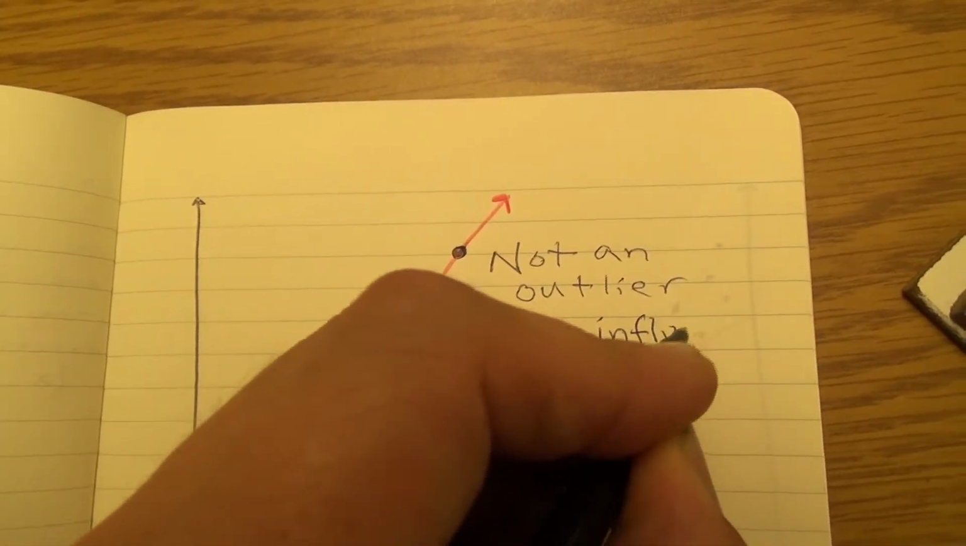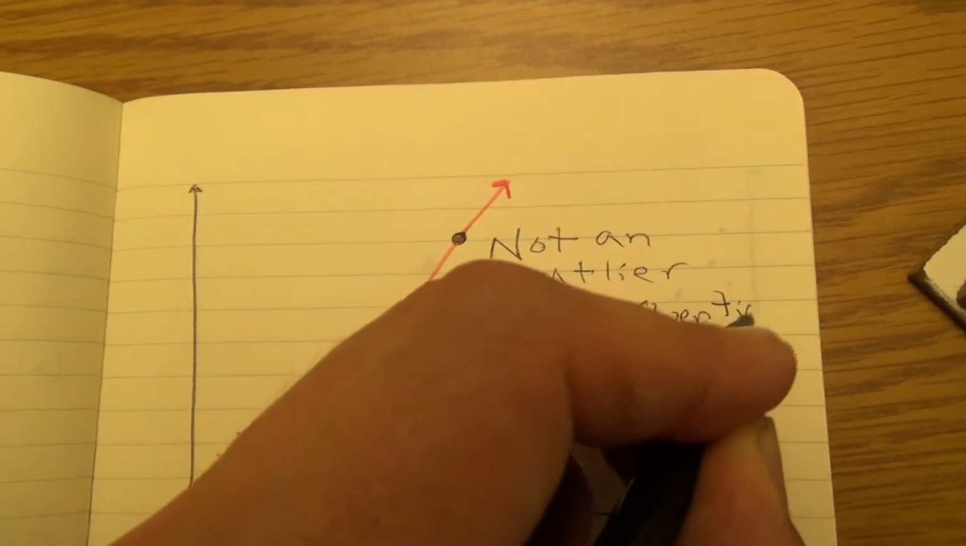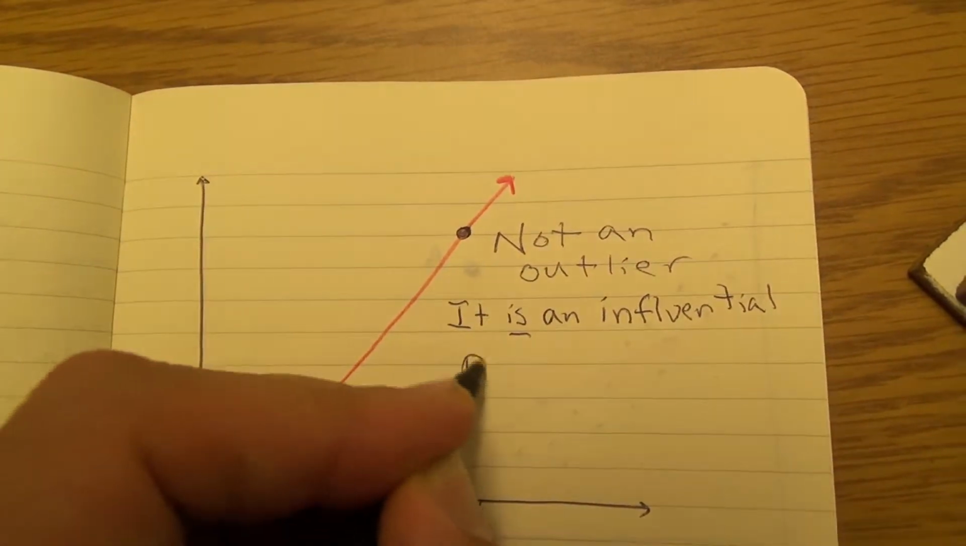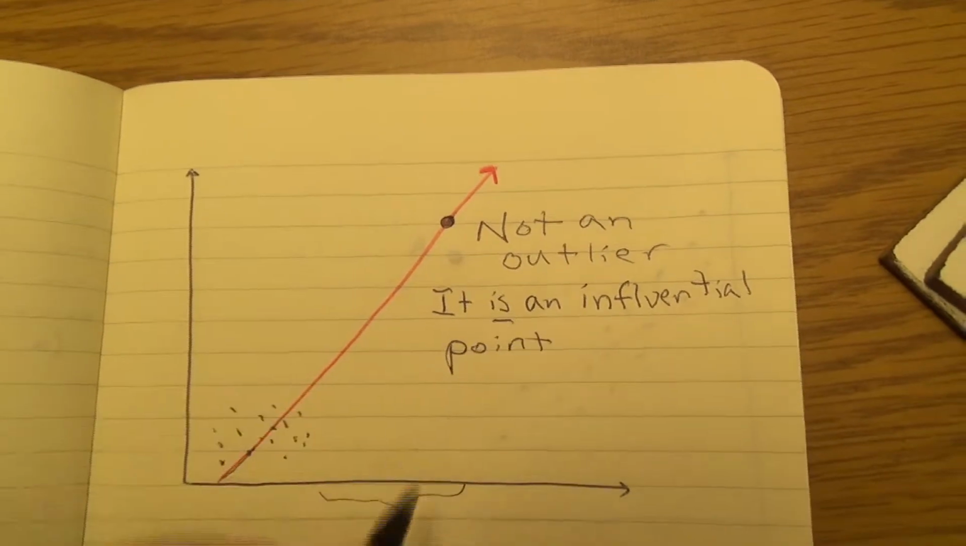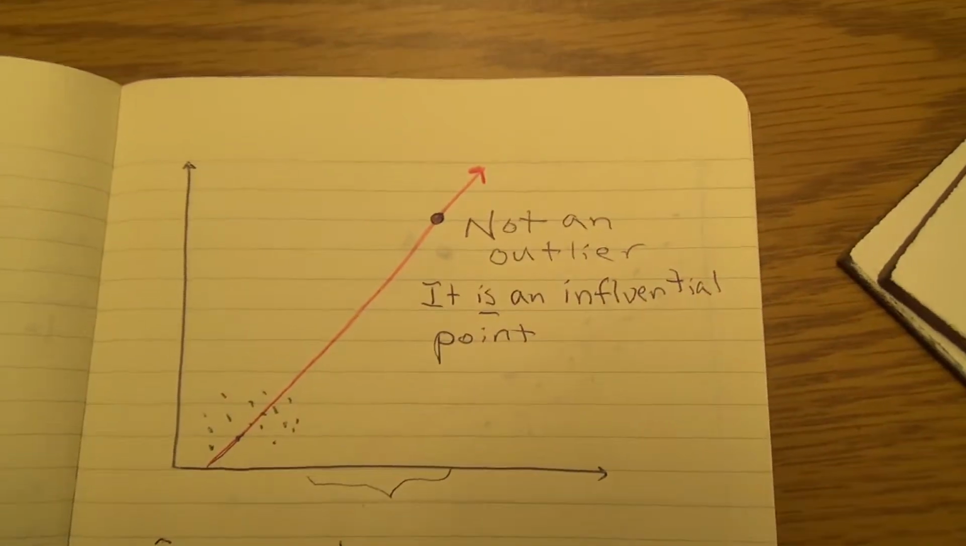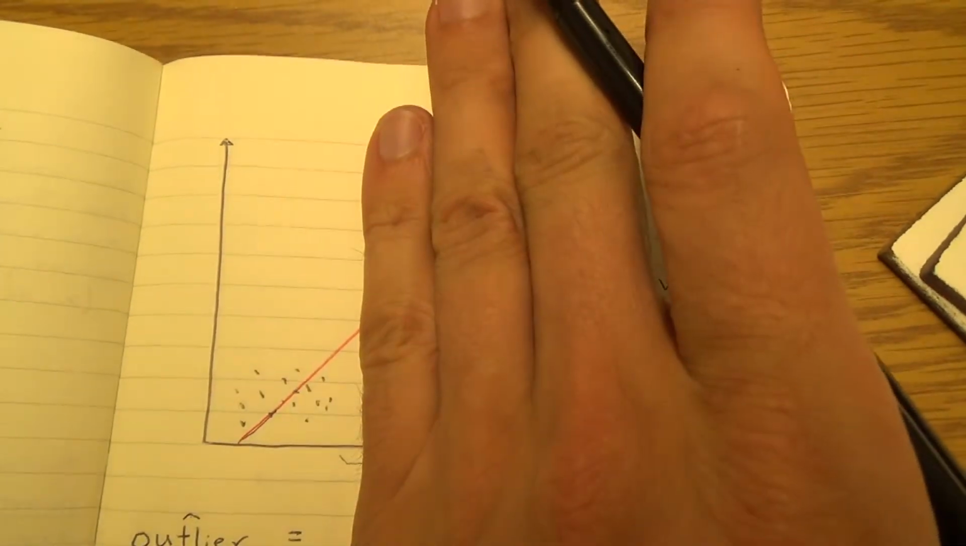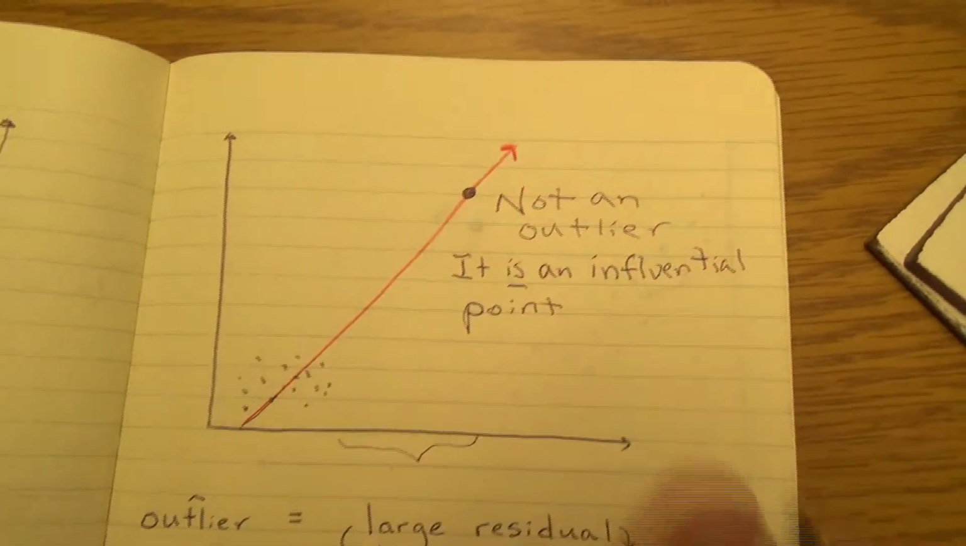So it's not an outlier because it's right on the line, but it is influential because it's far away from all the others on the x-axis. And if I removed it and I looked at all the other dots, the line wouldn't look the same. The line would look a lot different. Let's look at a different graph.